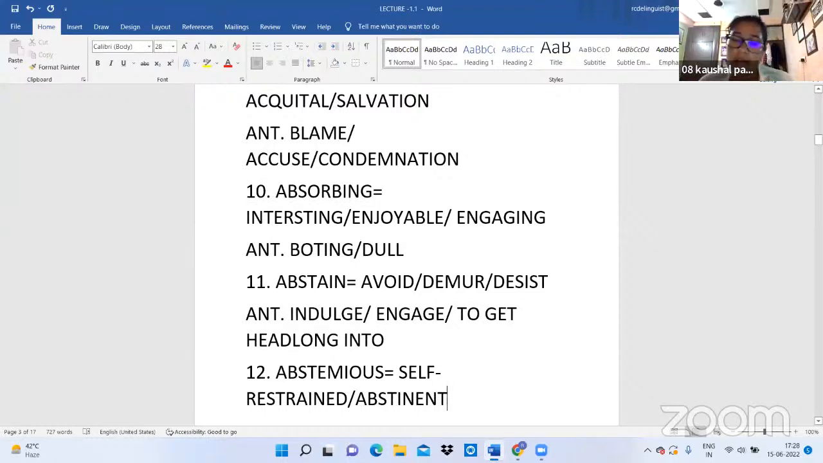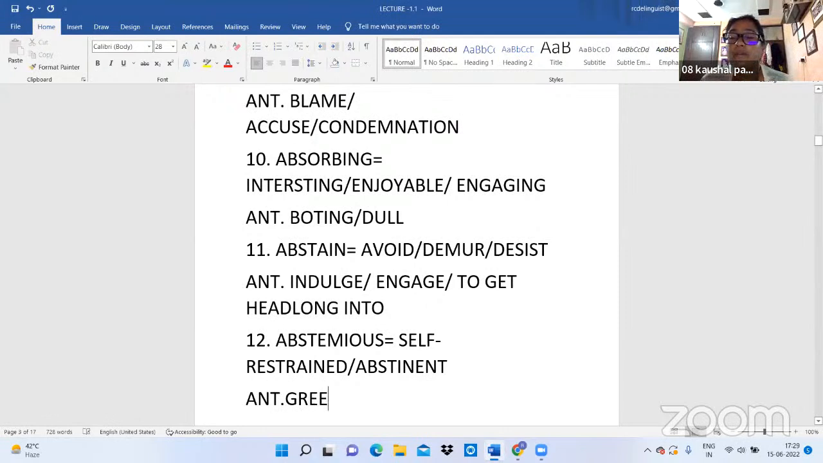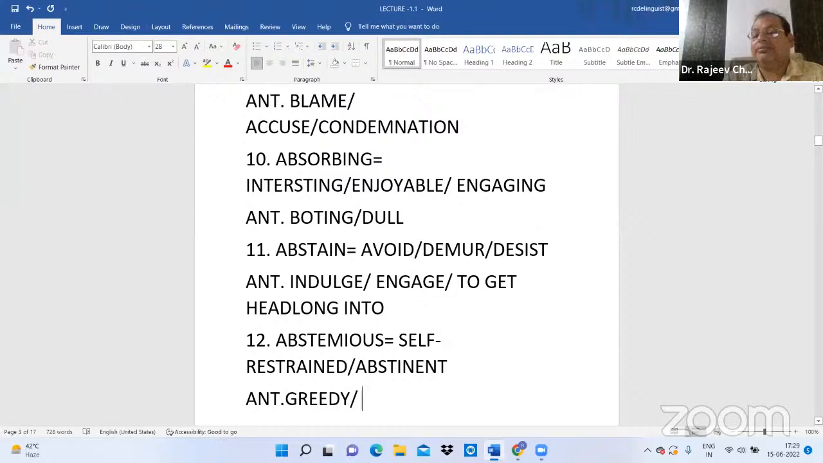Sir, isko Hindi mein kya kahenge? Abstemious. Abstemious means sanyam. Sanyami. Abstemious is sanyami. Okay? Jo sanyam karta hai. And jo sanyam nahi karta hai, wo hota hai greedy. Sir, lalchi nahi hoga greedy to. Lalchi greedy hi to hota hai. Nahi, but sanyami ka ulta lalchi. Haan, to lalchi greedy. Fine.